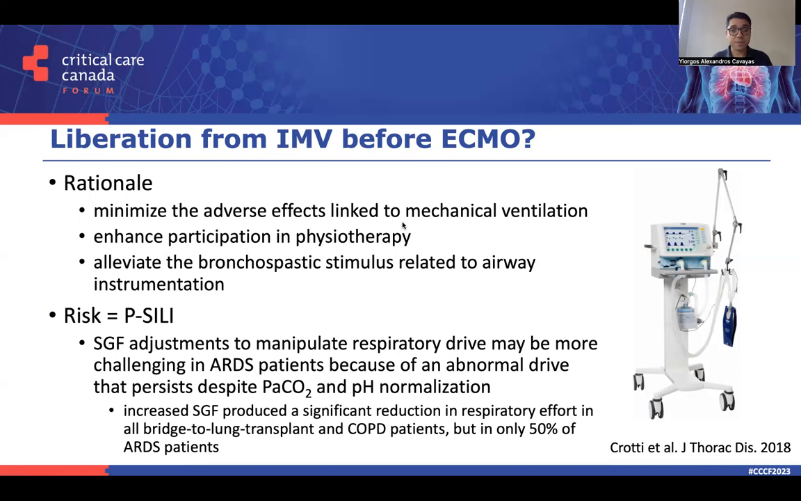Sweep gas flow adjustments to manipulate respiratory drive may be more challenging in ARDS patients because of an abnormal drive that persists despite PaCO2 and pH normalization. In a study by Crotty and colleagues, an increase in sweep gas flow produced a significant reduction in respiratory effort in all bridge to lung transplant and COPD patients, but in only 50% of ARDS patients. So this is a subpopulation where such a strategy may be more challenging.